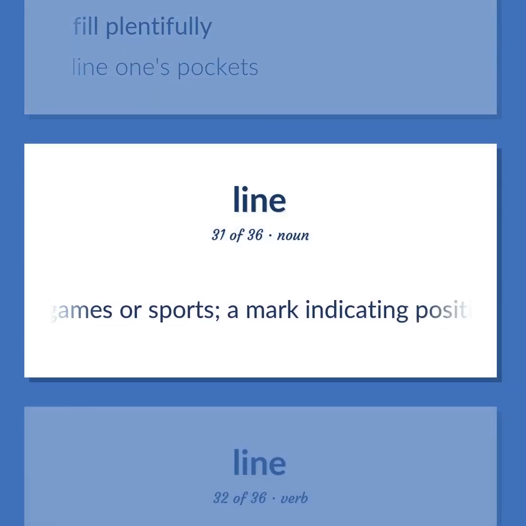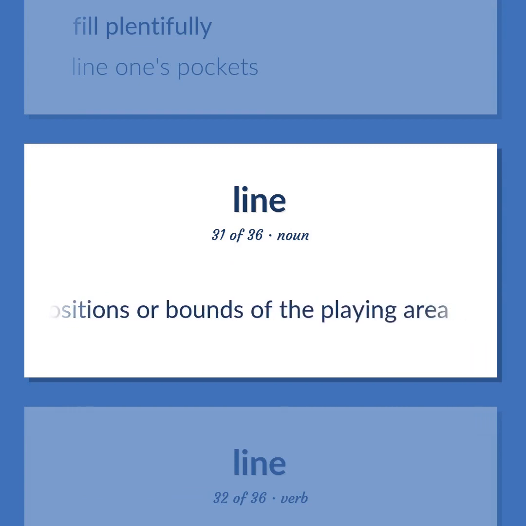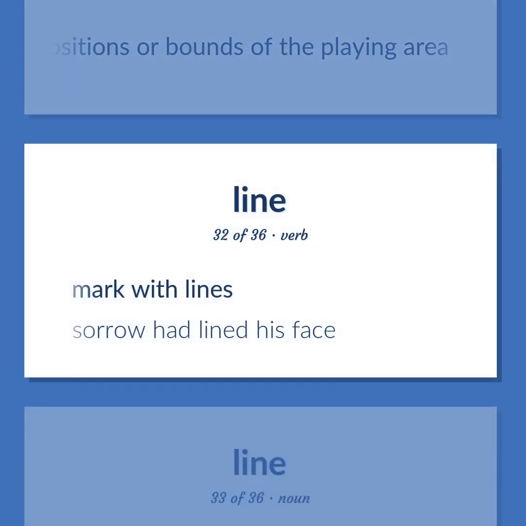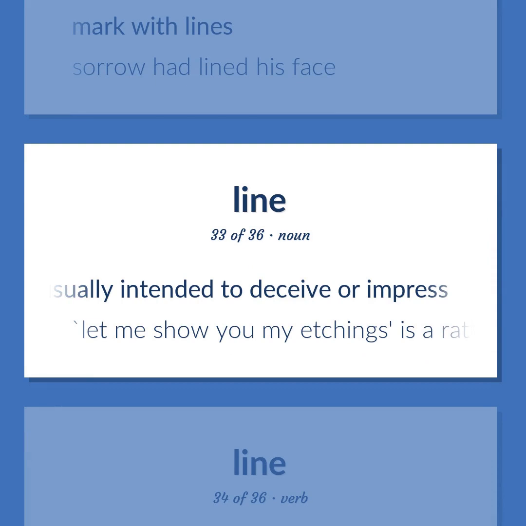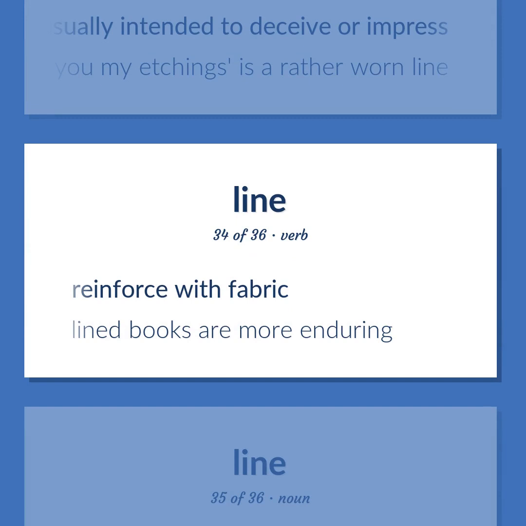In games or sports, a mark indicating positions or bounds of the playing area. Mark with lines. Sorrow had lined his face. Persuasive but insincere talk that is usually intended to deceive or impress. Let me show you my etchings, as a rather worn line. Reinforce with fabric. Lined books are more enduring.